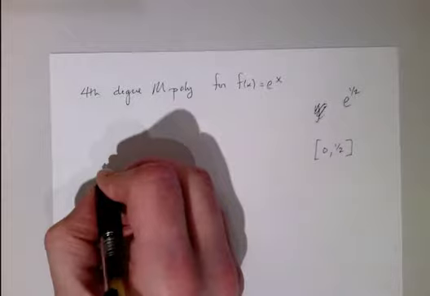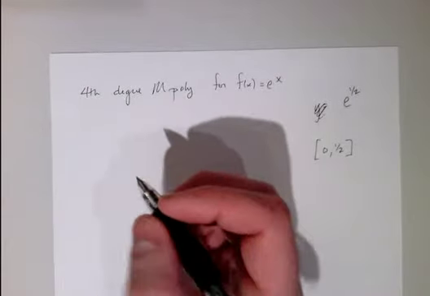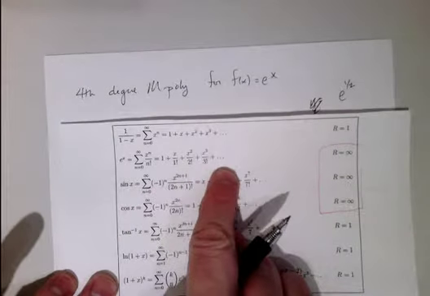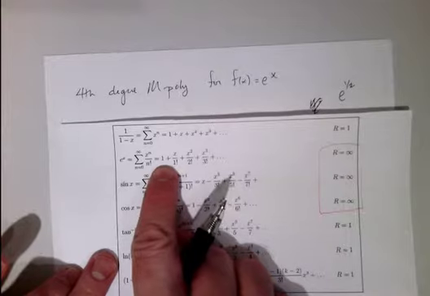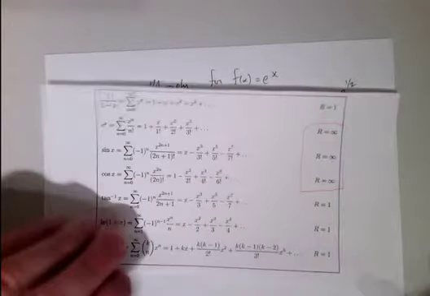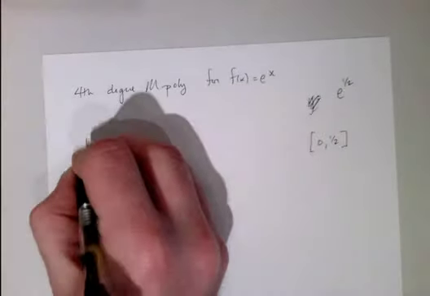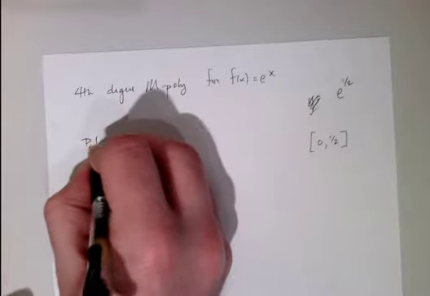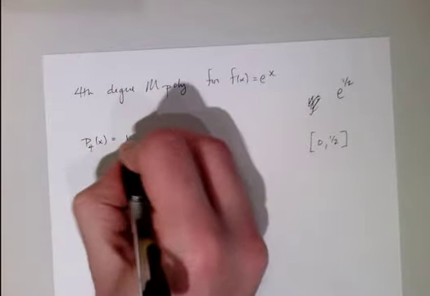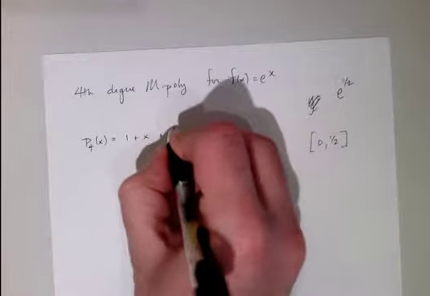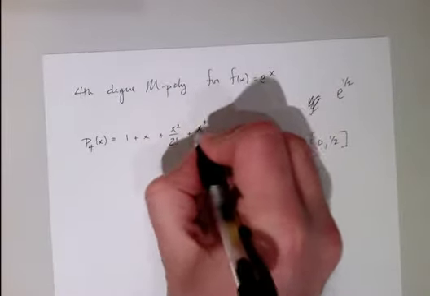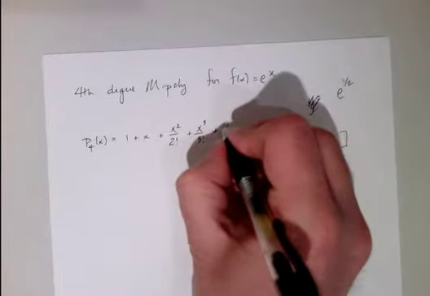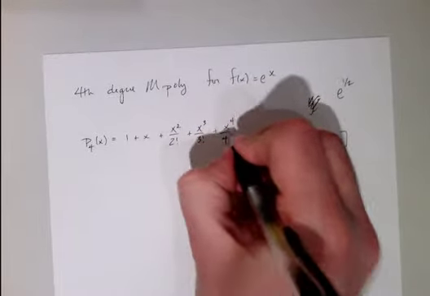So I know that my 4th degree polynomial for e to the x is basically the first terms up to x to the 4th. Okay, so it's actually going to be 5 terms because we start with the 0 degree term. So my polynomial to the 4th degree is going to be 1 plus x plus x squared over 2 factorial plus x cubed over 3 factorial plus x to the 4th over 4 factorial.